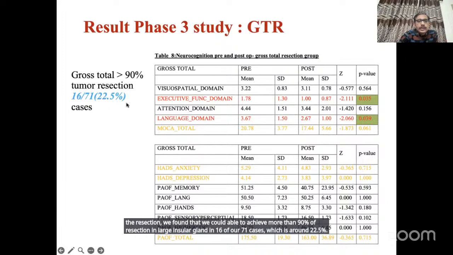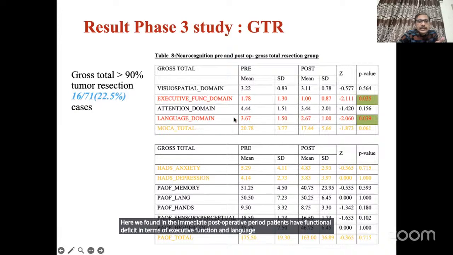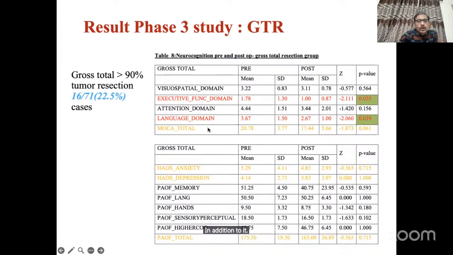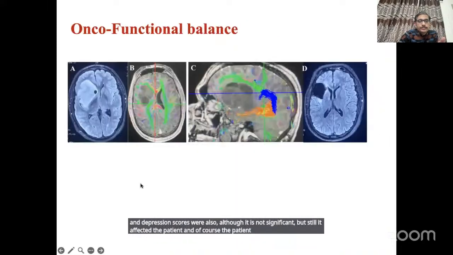Here we found that in the immediate post-operative period, patients had functional deficit in terms of executive function and language domain, which is statistically significant. In addition, other domains of the MoCA also reduced in the post-operative period, although not statistically significant, and anxiety and depression scores were also affected, although not significant, but it still affected the patient, and of course the patient assessment score was also lower.